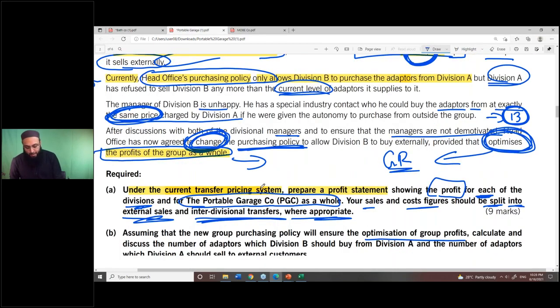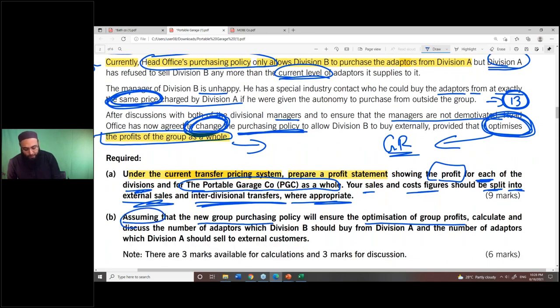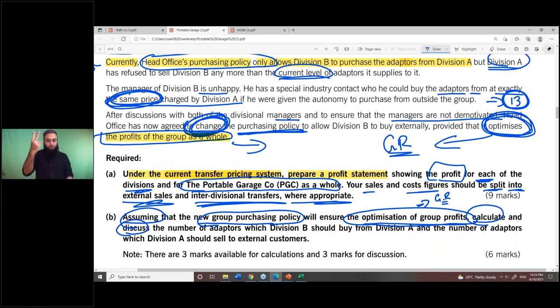Listen, assuming the new group purchasing policy. The conclusion is very simple. Pooja, I'll repeat again. Assuming the new group policy is to ensure optimization of group profit. Now, this is an indication to use the general rule. Calculate and discuss two things: the number of units which B should buy from A, and the number of units which A should sell to external customers.